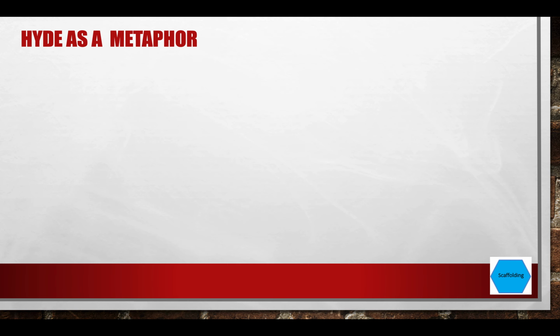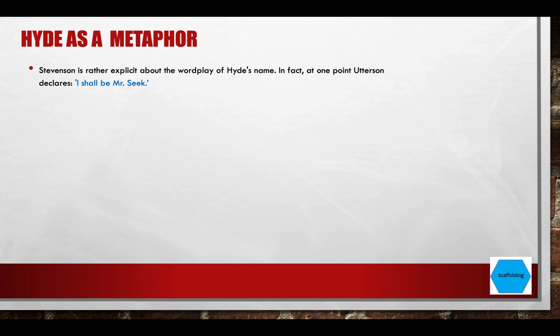We have Hyde as a metaphor. So Stevenson is rather explicit about the wordplay of Hyde's name. In fact, at one point, Utterson declares, "I shall be Mr. Seek." It is at this point that Utterson becomes an amateur detective in the novel, piecing together clues to discover whom Hyde is and what happened to Jekyll.